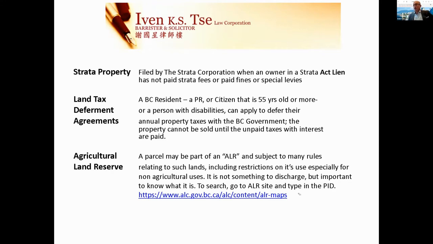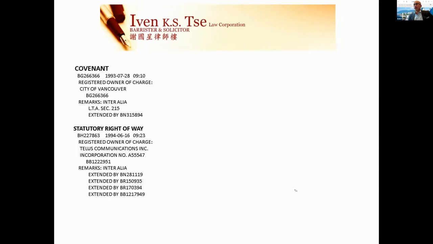Okay, now what do these look like? Like you've seen some of them and described them. I just want to give you a quick snapshot as to what they look like. So covenants, you can see here, registered owner of charge, City of Vancouver. They talk about Land Title Act, Section 219. These are positive things that have to be done. Statutory rights of way, so TELUS prevents people from building over any proposed, potential or actual in-use telephone lines or poles or things like that.